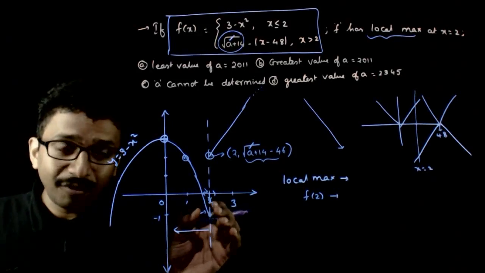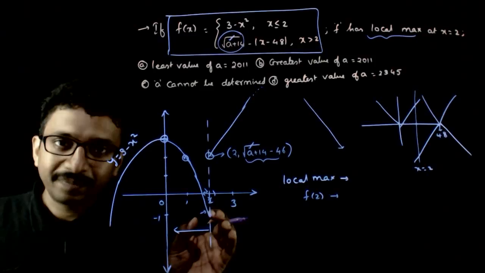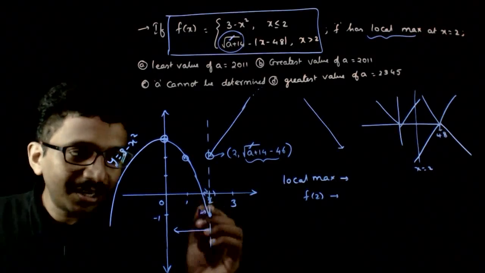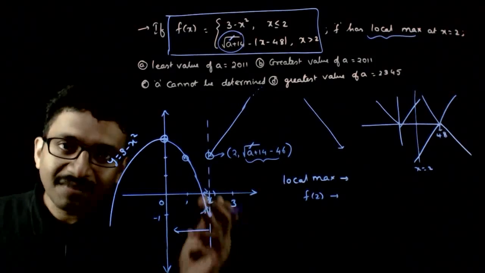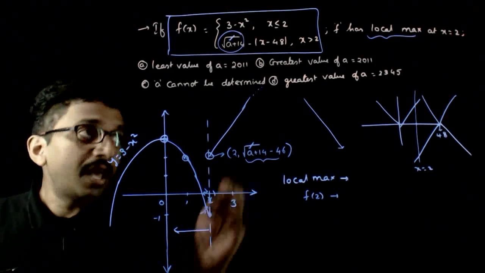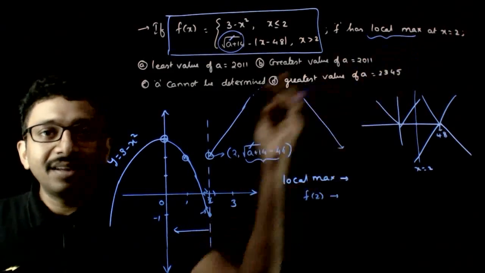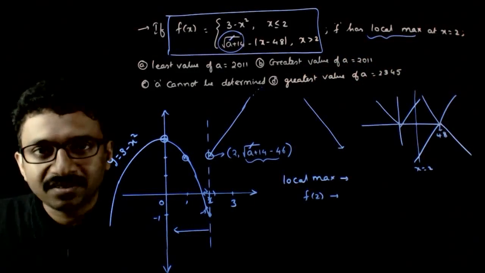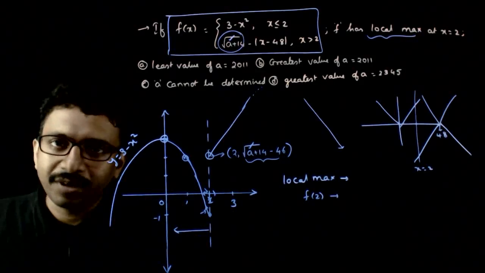f of 2 can never be the local maximum, because in the left neighborhood of 2, you have functional values greater than 2. You can see that the graph is going up. So f of 2 can never be the local maxima. So f can never have a local maxima at x is equal to 2, whatever be the value of a.